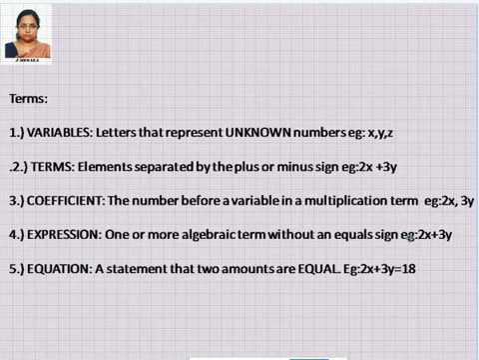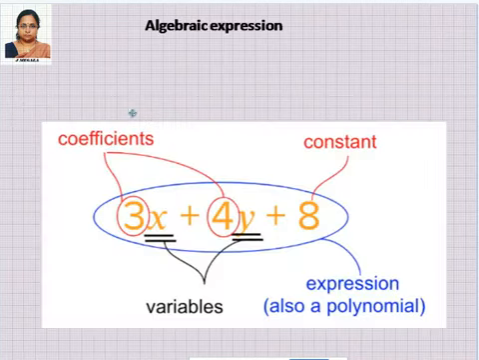So we generally call this an expression where you have, like, 2x plus 3y, and that's all. Nothing else is mentioned here. But this becomes an equation when you equate it to something. That is what an equation is: you have 2x plus 3y equal to 18. Then we call this an equation.